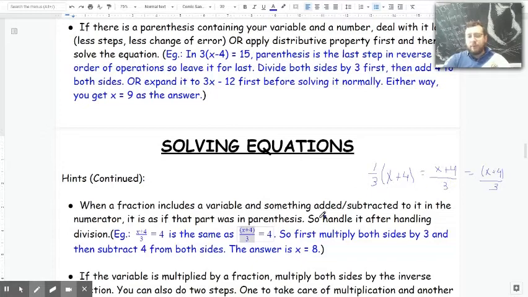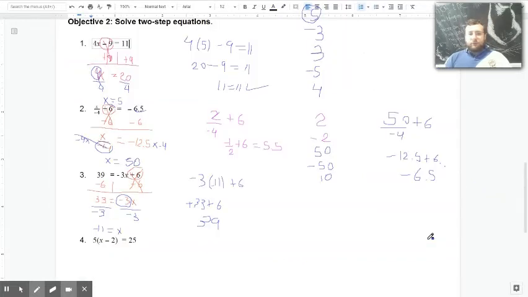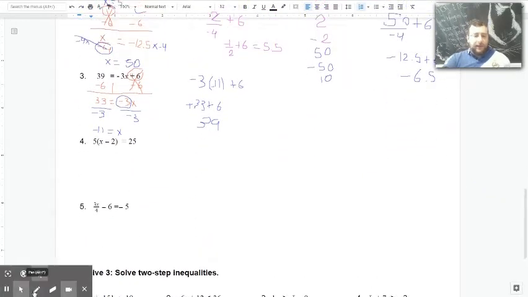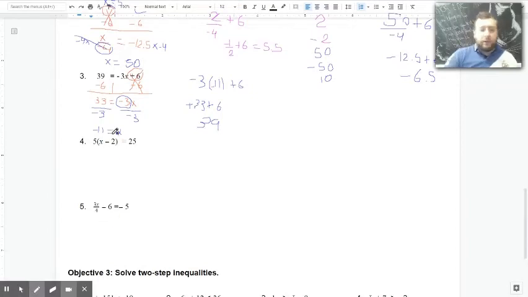So the first step you would have done here is to multiply both sides by 3 before, and then subtract 4 from both sides to try to solve that one. But let's see how this looks on this problem, number 4. And then we also have a number 5 that has another hint that I have to talk about that shows up sometimes. All right, but let's figure this out.